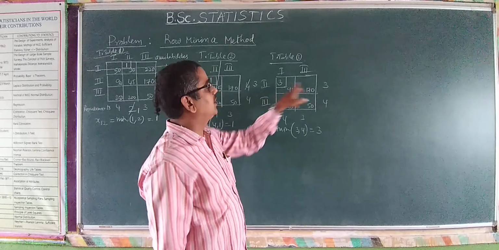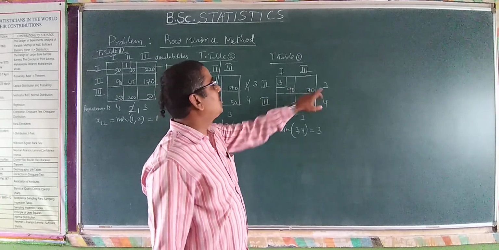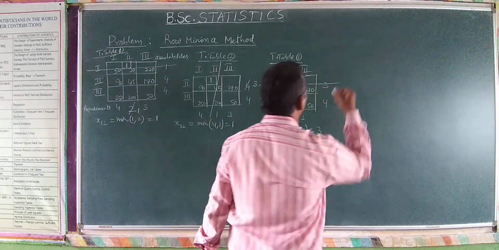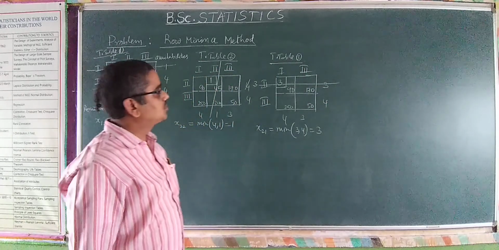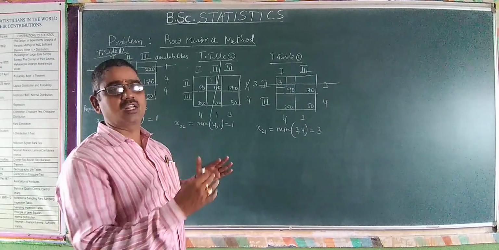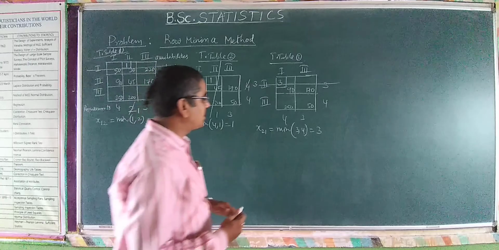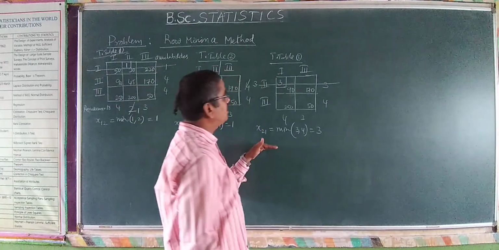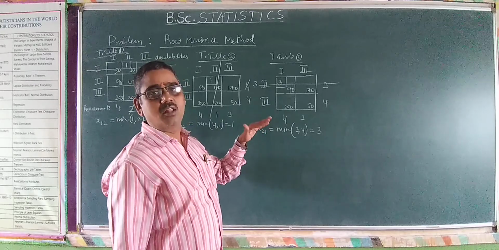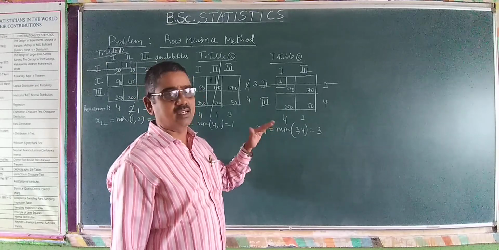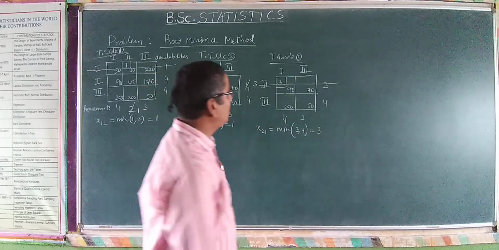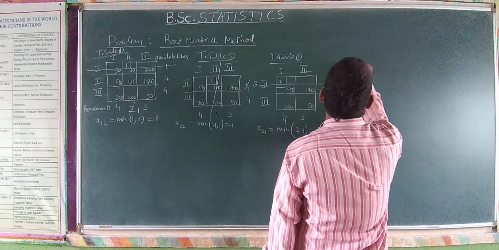The availability at the second origin is exhausted, therefore cancel the second row. Now you have to go and consider the last row, that is the third row, and make the next allocation. You write down here: since the availability at the second origin is exhausted, cancel the second row, and then make the next allocation in transportation table 4.